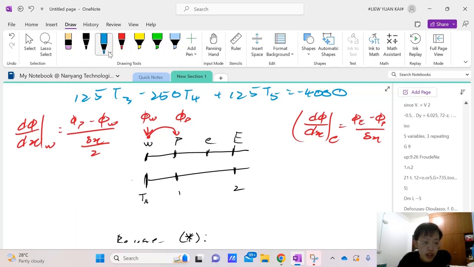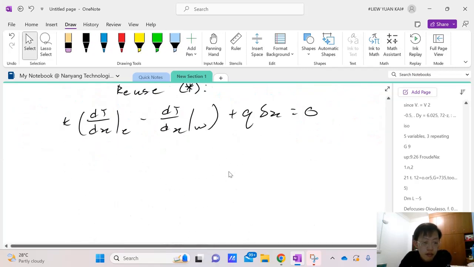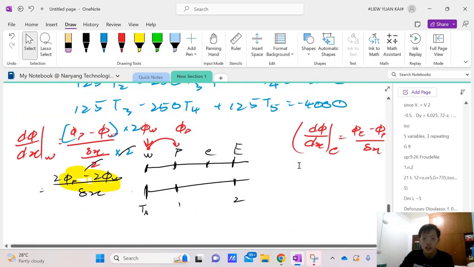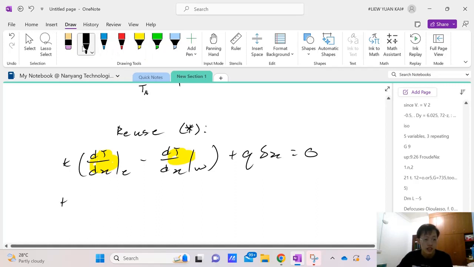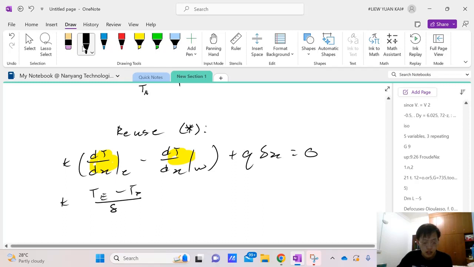Then I'm just going to straight away simplify here. Times 2 on top and bottom, so this will actually be 2 phi p minus 2 phi w over delta x, because this 2 can cancel. Take this and take this and substitute them into the differential equation, which is here and here. Let me check my solution. So we have this minus this divided by x.